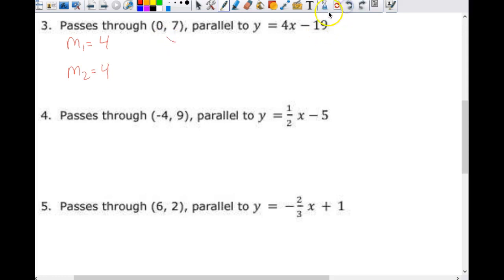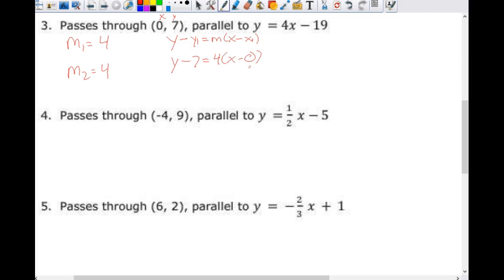y minus y1 is equal to m times x minus x1. Plug it in. This is our x, this is our y. y minus 7 is equal to our new slope of 4 times x minus 0.